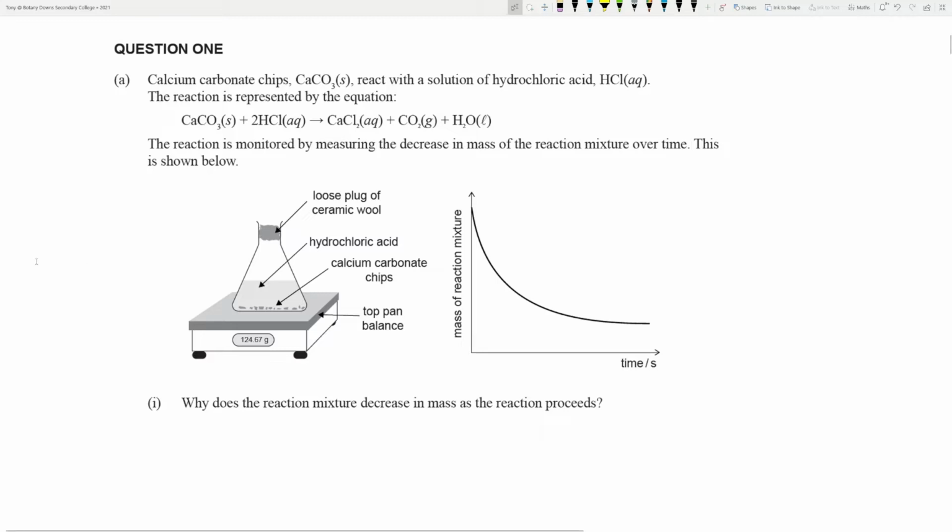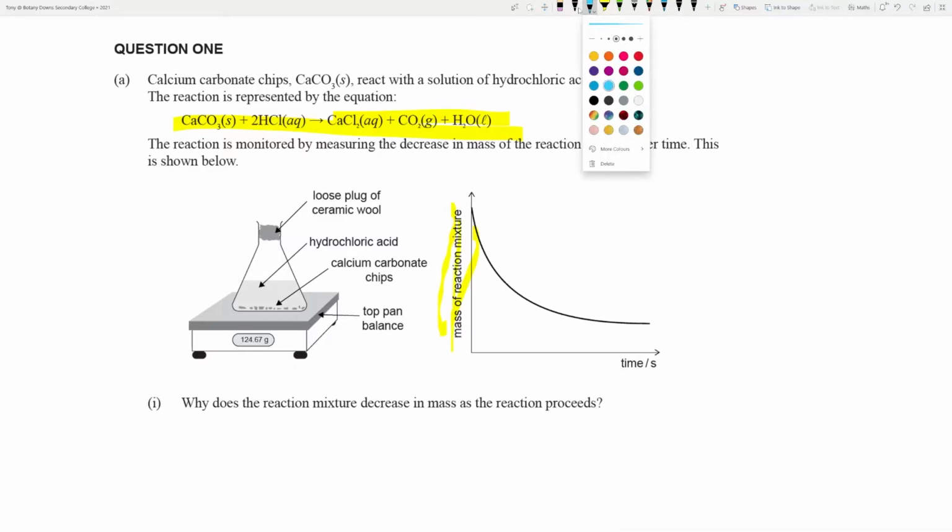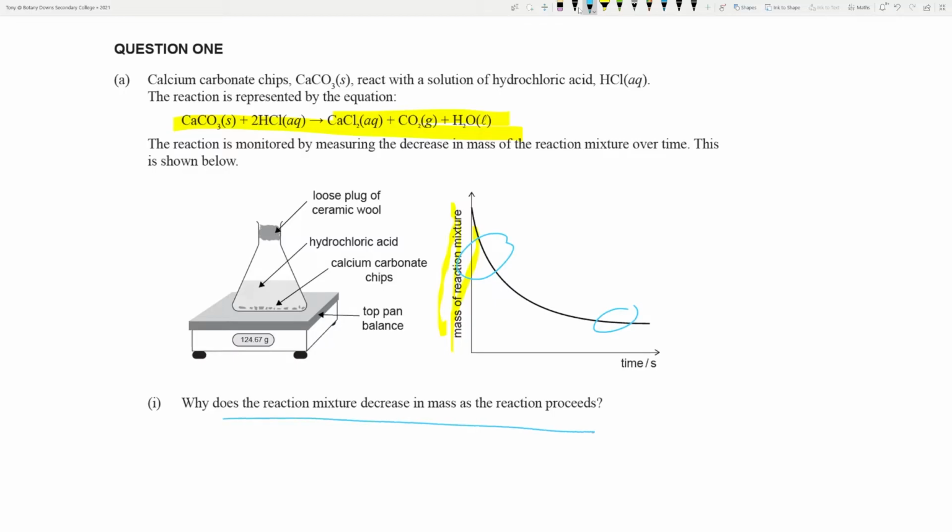Okay, so let's have a look at this particular reaction. We can see that the mass of the reaction mixture decreases over time, and it decreases rapidly at the beginning, but decreases less at the end. Same Level 1 stuff. Okay, so why does the mixture decrease in mass? Because you're losing your CO2, so you're losing CO2 gas. That's why you're decreasing in mass.